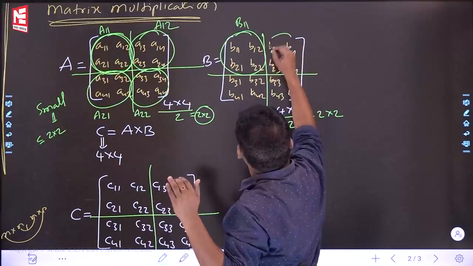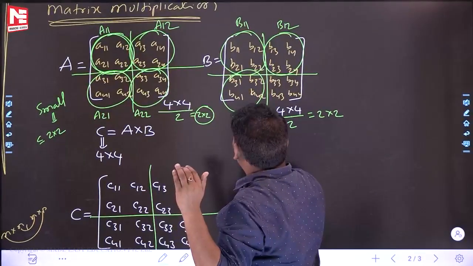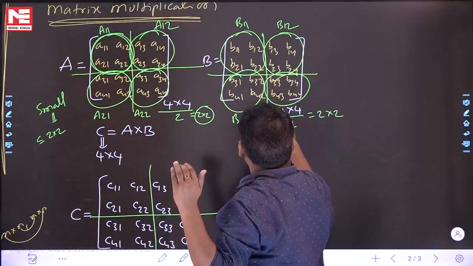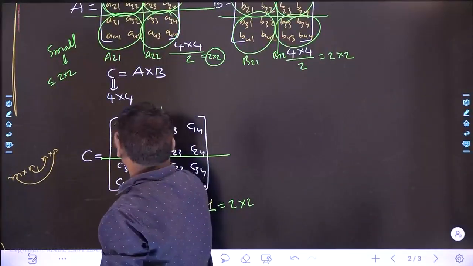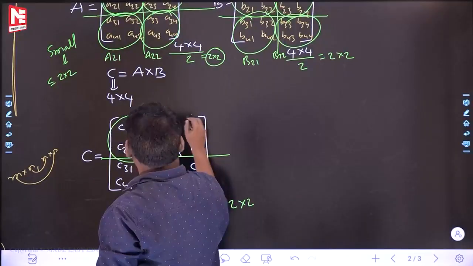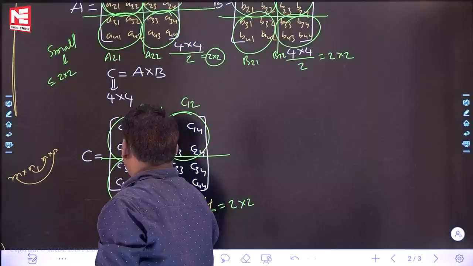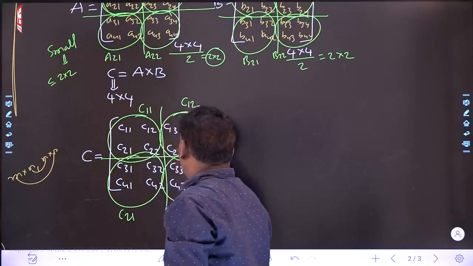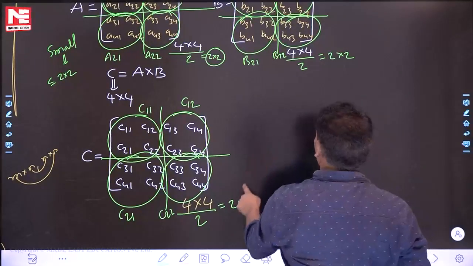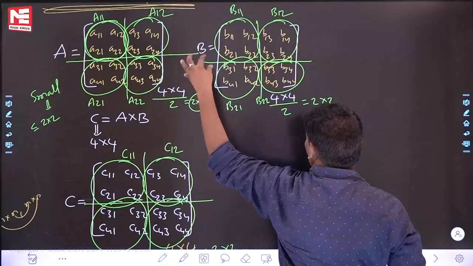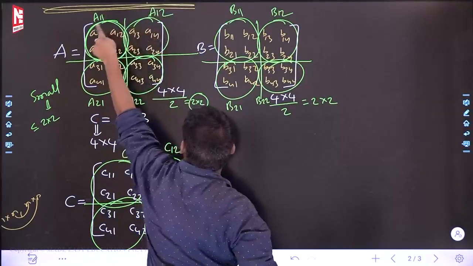B11, B12, B21, B22, like that. Same. C11, C12, C21, C22. Just divide by 2, it will become 2 by 2. So every element, every small matrix, you consider it as one element. After division is over, every matrix you consider as one element.